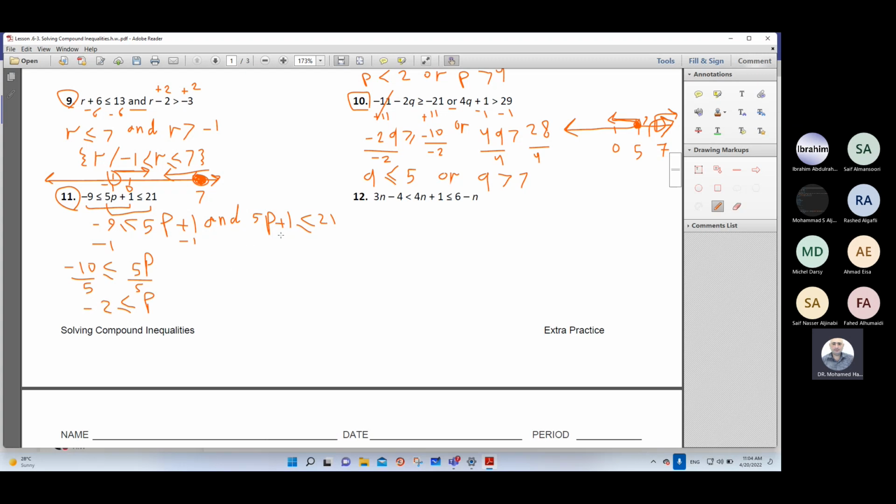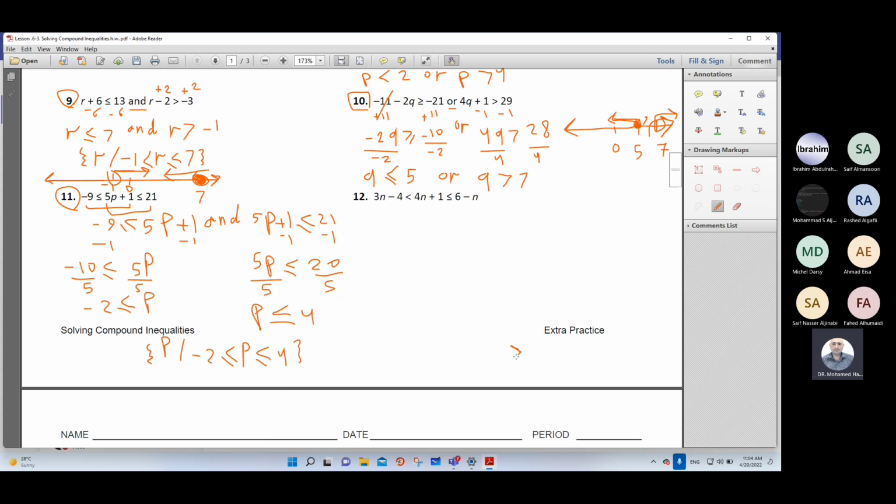And here the same idea, subtract 1 from the two sides. So 5B less than or equal 20. So divide here by 5, divide here by 5. So B less than or equal 4. So the set of the solution, we have the variable B such that B is greater than or equal negative 2 and less than or equal 4.